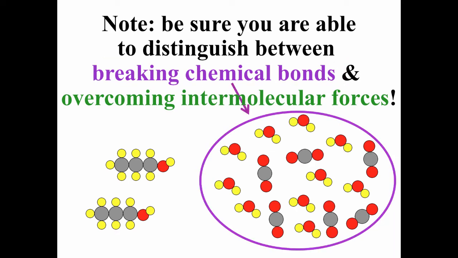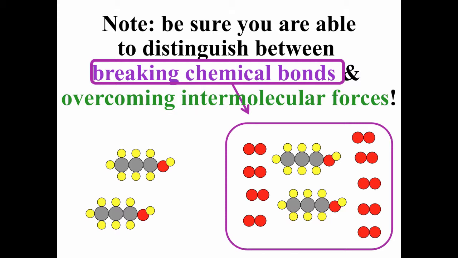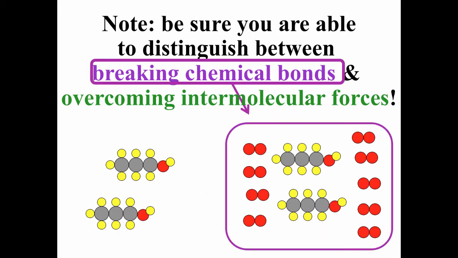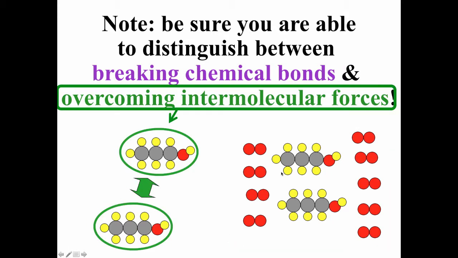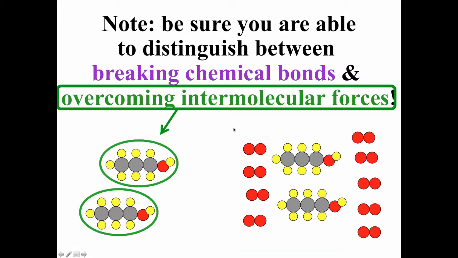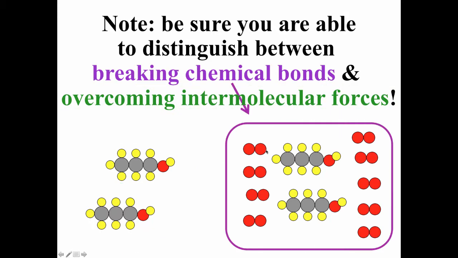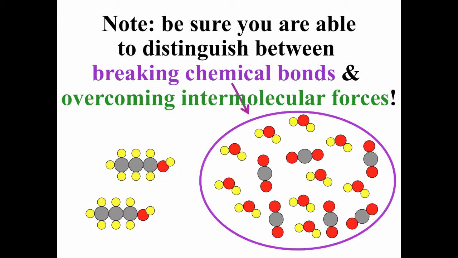So let's see that one again, and note what happens when chemical bonds break. We start with propanol and oxygen. Bonds break, new bonds form, we produce water and carbon dioxide, but notice that these molecules are definitely not the same as these molecules. Whereas when we overcome intermolecular forces, these two molecules here are the exact same as these molecules here, they're just farther apart. Breaking chemical bonds, different molecules altogether.